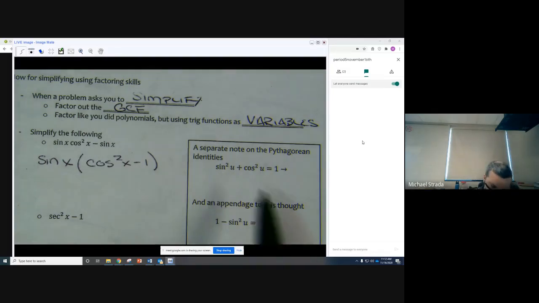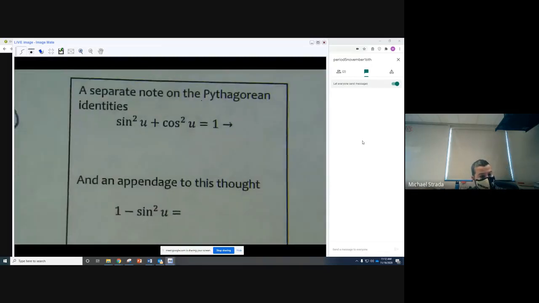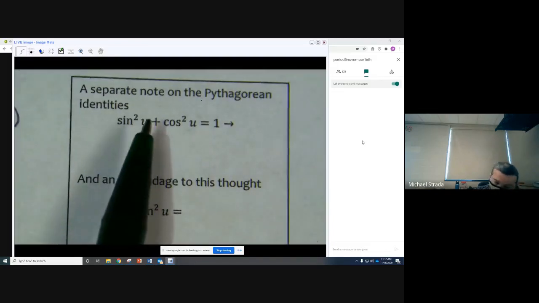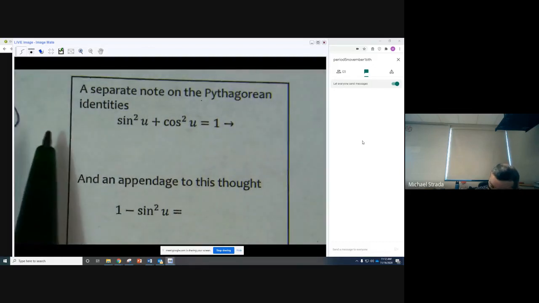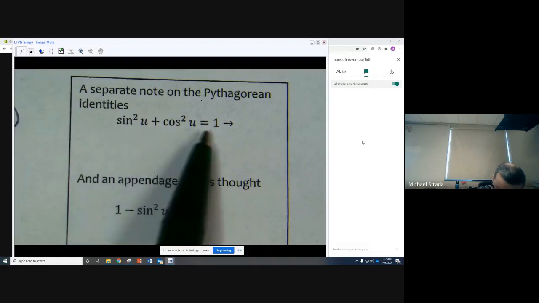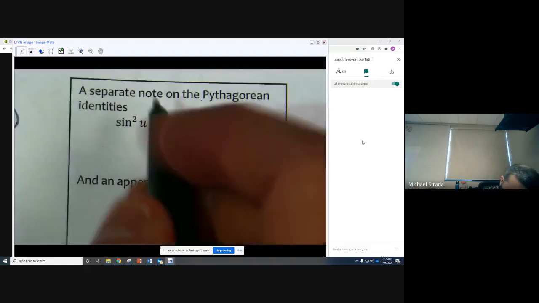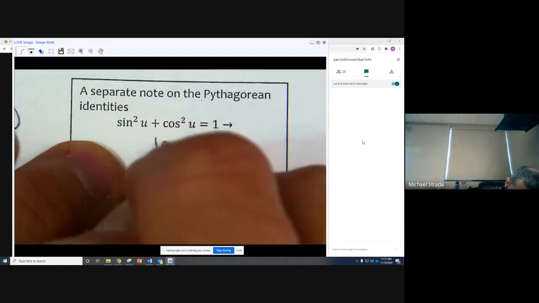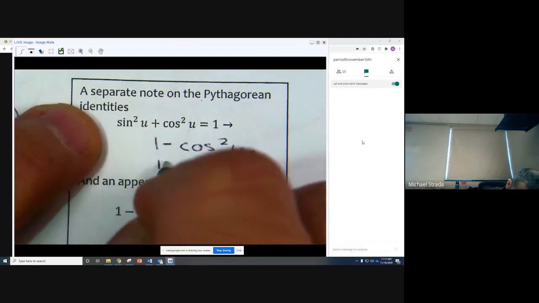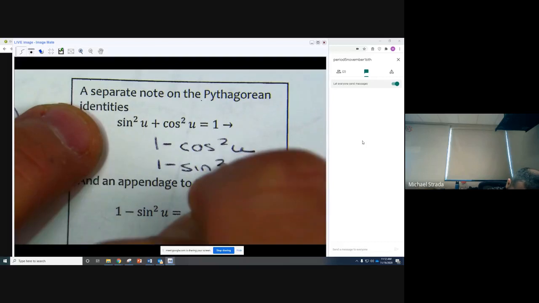All right, now when we come over here, and this is what we're going to be practicing over the next couple of weeks so you get adept to it, you have a Pythagorean identity which will be in front of you whenever you take a quiz. You'll have the identities in front of you. You're not going to have to memorize those. You're just going to have to utilize them. So sine squared u plus cosine squared u equals 1. That means that we can rewrite those as either 1 minus cosine squared u or 1 minus sine squared u.